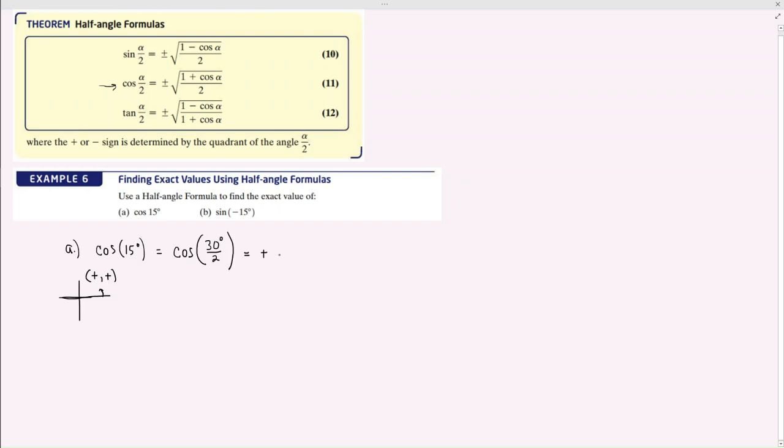So we're going to take the positive result from a square root of 1 plus the cosine of 30 degrees over 2. Okay, so the square root of 3 over 2 is the cosine of 30 degrees.